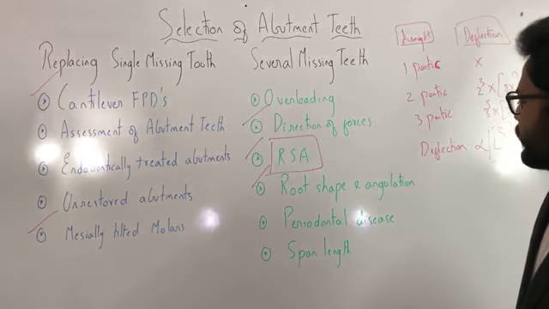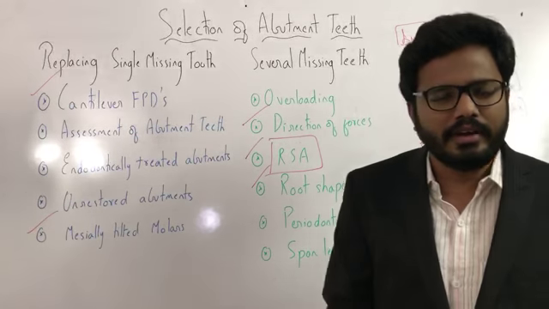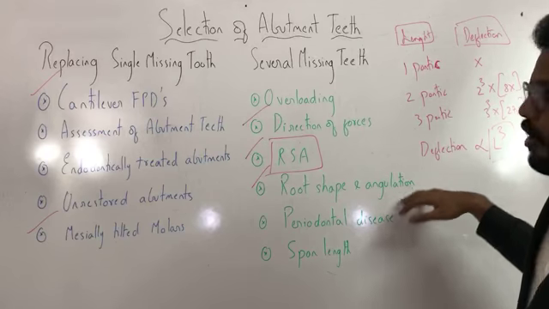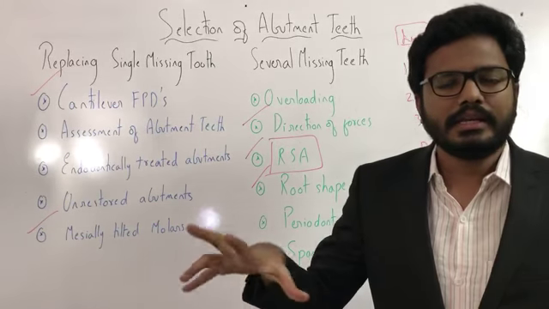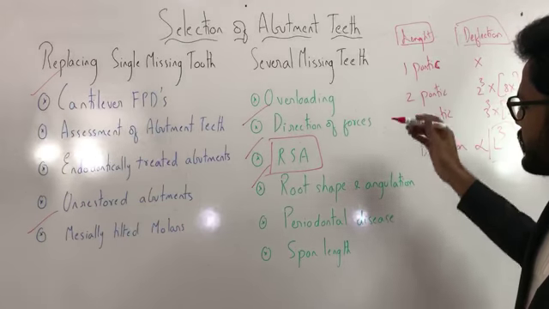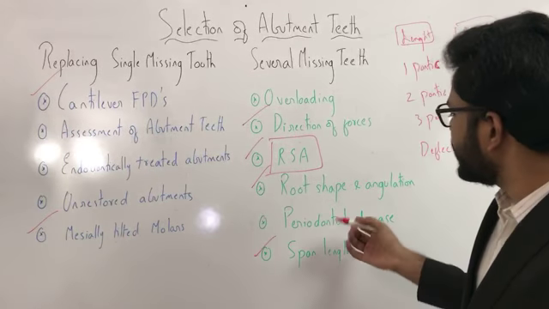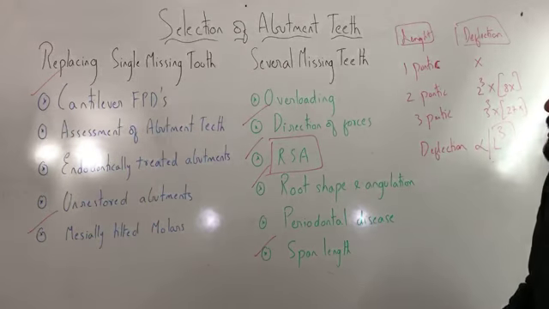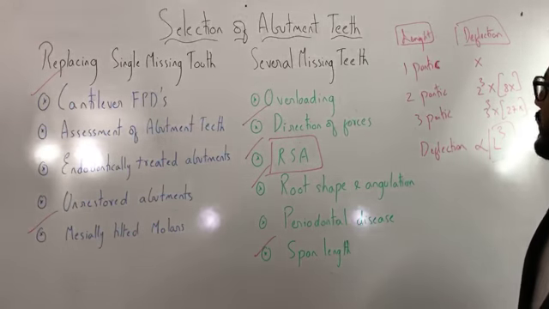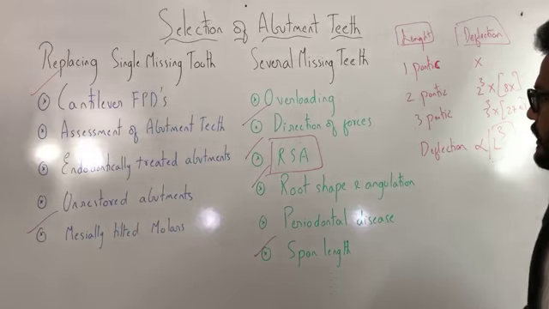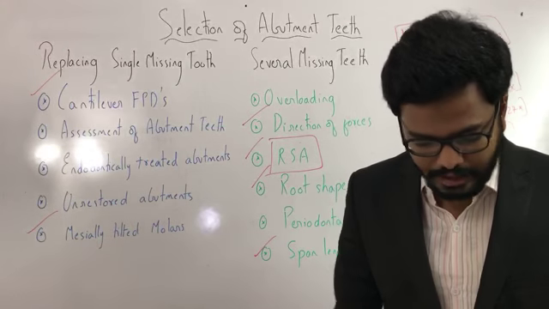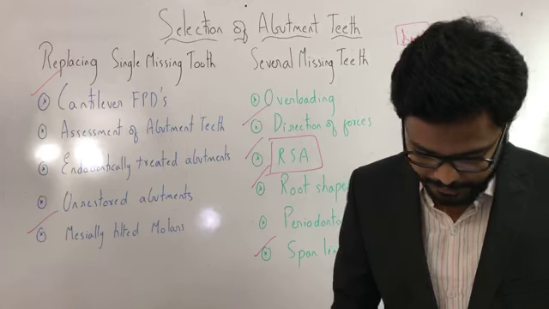And also, it's mentioned that we have different other criteria, right? So root shape and angulation also going to play a role in selection of abutment teeth, right? So among all this, try to focus on these particular points, right? Periodontal disease is already obvious. So focus on cantilever FPDs, mesially tilted molars, direction of forces, root surface areas, root shape and angulation, and span length, right? So that completes our summary.